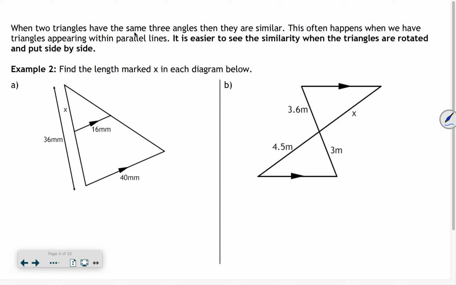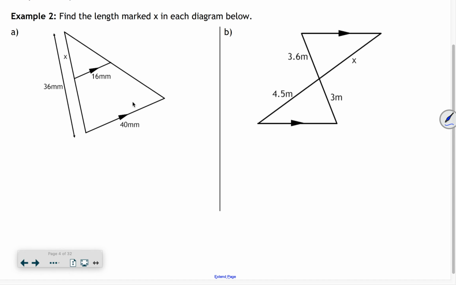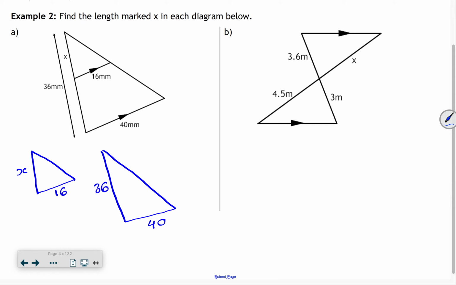So let's look at example 2a here. 2a, we have two similar triangles, and we've got a triangle within a triangle. So let me draw out the smaller triangle and the bigger triangle. So the smaller triangle looks like this. This length here is 16, and this is x. The bigger triangle looks like this. That's 40, and the full length here is 36.